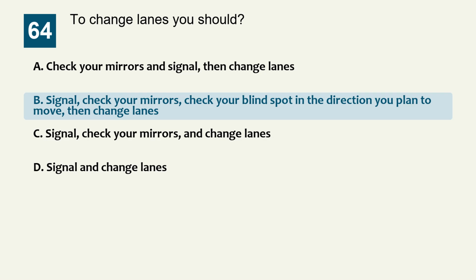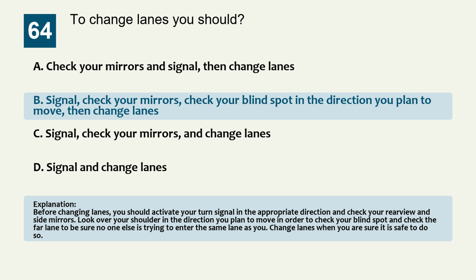The correct answer is option B. Signal, check your mirrors, check your blind spot in the direction you plan to move, then change lanes. Before changing lanes, you should activate your turn signal in the appropriate direction and check your rearview and side mirrors. Look over your shoulder in the direction you plan to move in order to check your blind spot and check the far lane to be sure no one else is trying to enter the same lane as you. Change lanes when you are sure it is safe to do so.